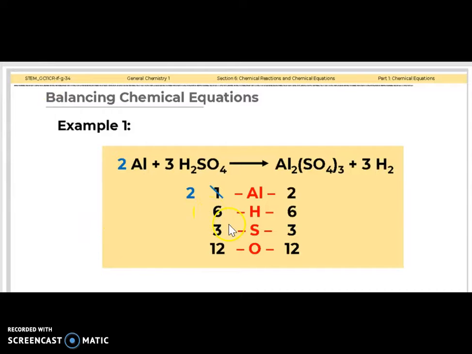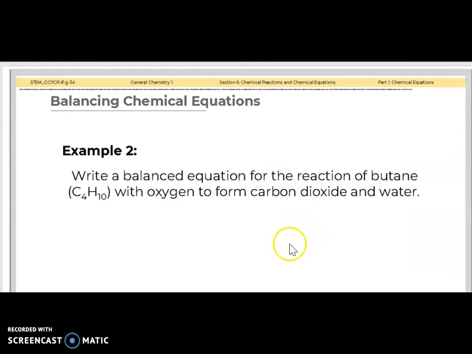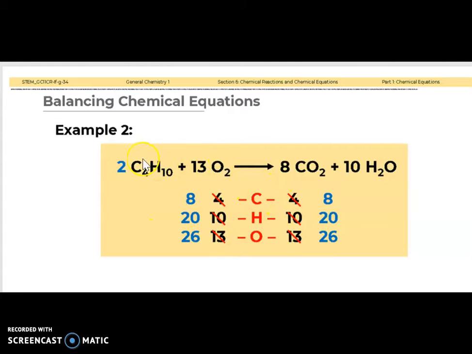Okay, this is the answer for our example. Alright, so let's have another example. And this is the answer for our second example.